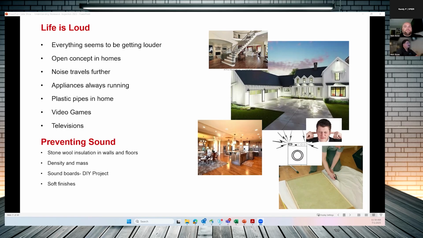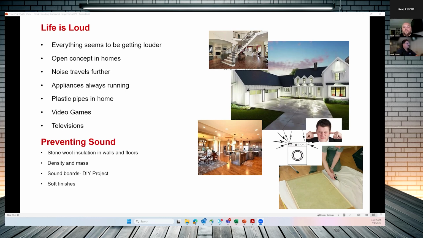Appliances are always running. Plastic pipes are in the home that vibrate. We've got the kids in the other room playing video games. Television is all the way up, and it's crazy. So one of the things that is important is being able to mitigate that sound. You can put stone wool insulation in the walls and on the floors. What that does is it adds density and mass to the walls, so it slows down those sound vibrations and the sound frequency, and it becomes a little harder to hear.